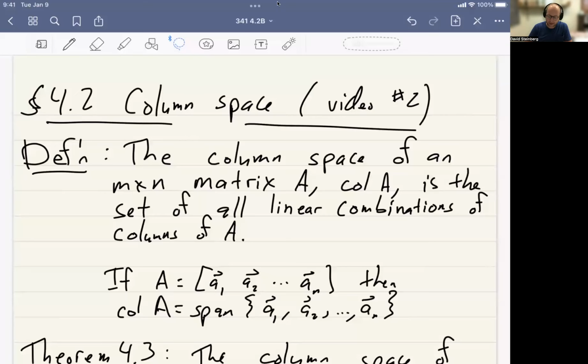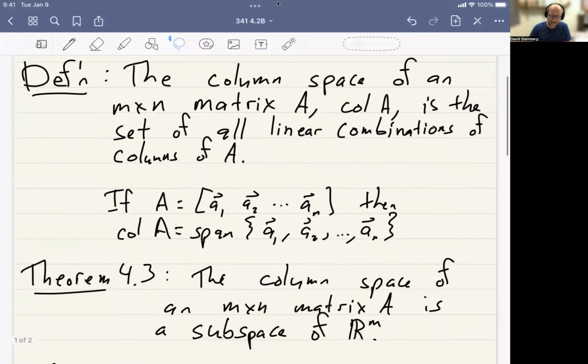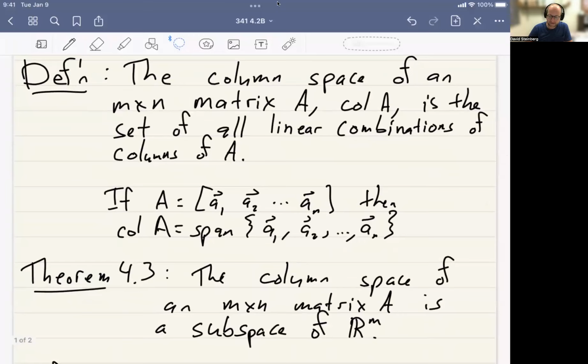So the definition: the column space of an m by n matrix A is the set of all linear combinations of its columns. So if A is the matrix whose column vectors are A1, A2 up through An, then the column space of A is just the span of those column vectors.